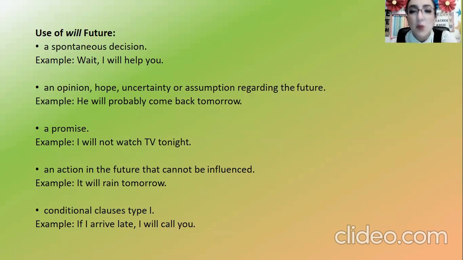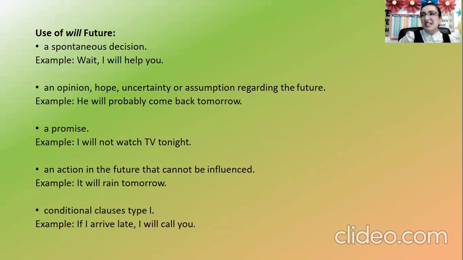Well, that's one. Another one is when you are going to be giving or expressing your opinion, maybe when you are going to be giving or expressing hope, uncertainty, or an assumption regarding the future. What is this? I don't get it, miss. Don't worry. Okay, let me give you this example. Oh, he will probably come back tomorrow. Oh, it's a hope that I have.